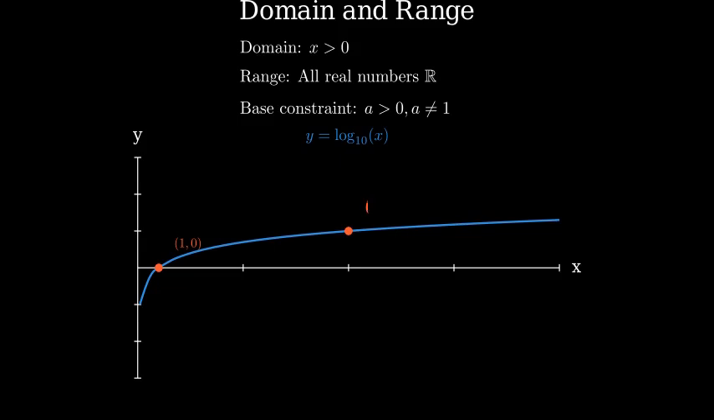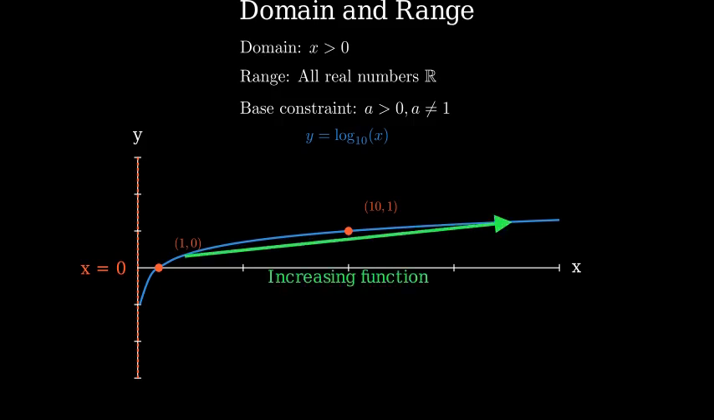The graph has a vertical asymptote at x equals 0, meaning the function is undefined at x equals 0 and approaches negative infinity as x approaches 0. For logarithms with base greater than 1, like our example, the function increases as x increases, but at a decreasing rate. For bases between 0 and 1, the graph would be decreasing.